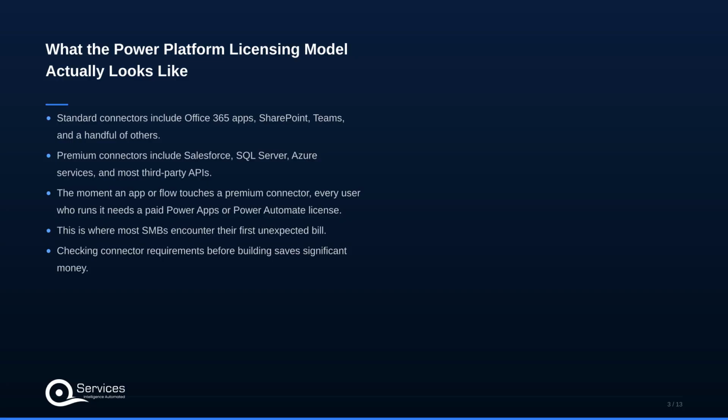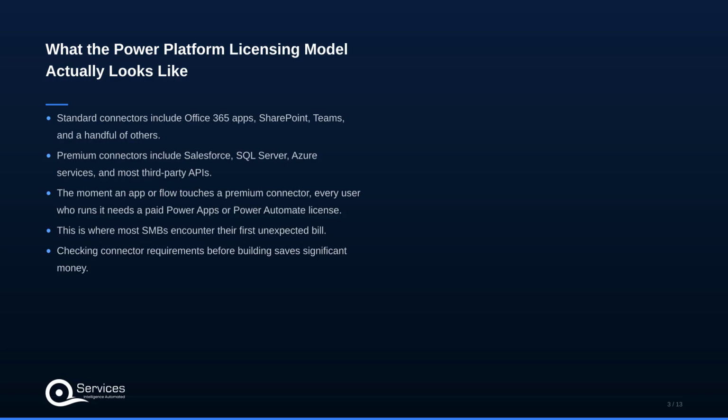Now, moving on to what the Power Platform licensing model actually looks like. Understanding Power Platform licensing for SMBs in 2026 starts with knowing that Microsoft sells Power Platform as a family of products, not a single bundle. Each product has its own plan structure, and they interact in ways that are not obvious from the pricing page.